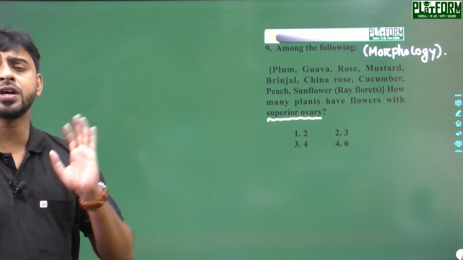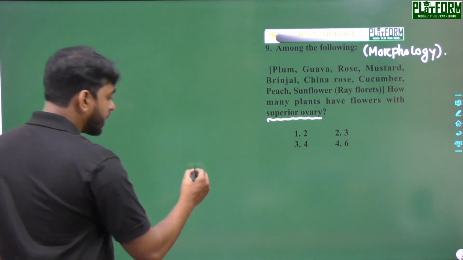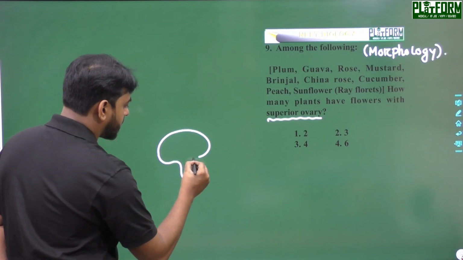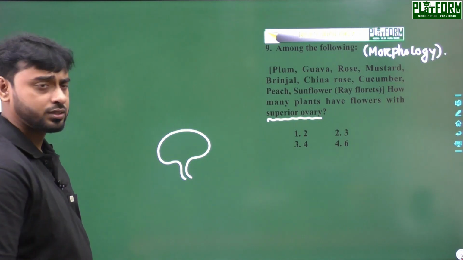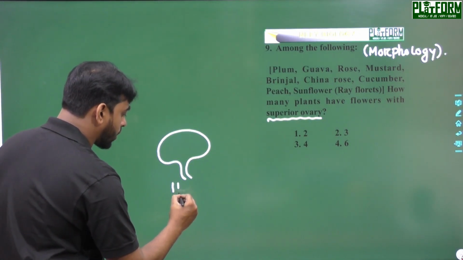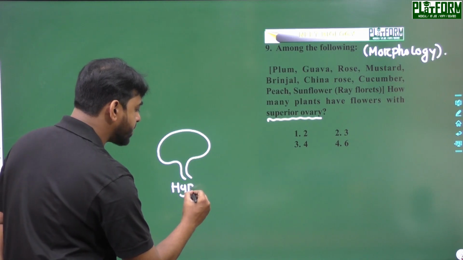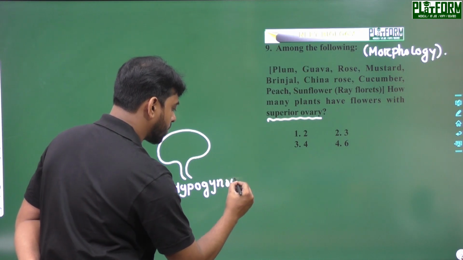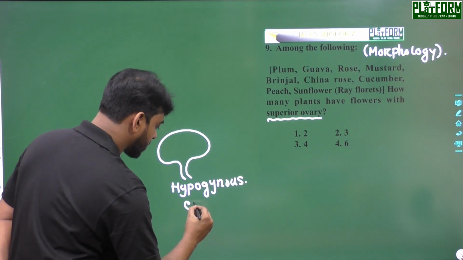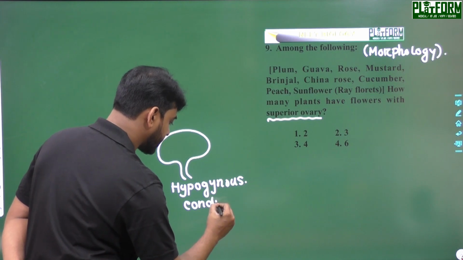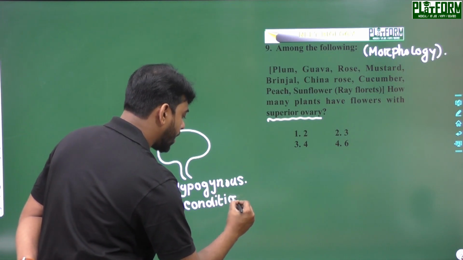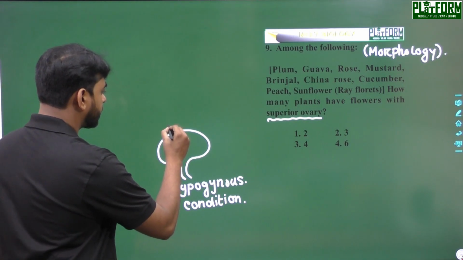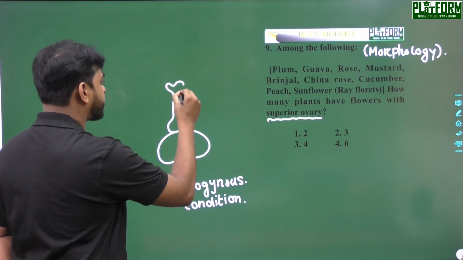What do you mean by the superior ovary? Superior ovary means if the thalamus is convex, then this particular condition is known as the hypogynous condition. Now, in a hypogynous flower, the gynoecium is situated at the center.